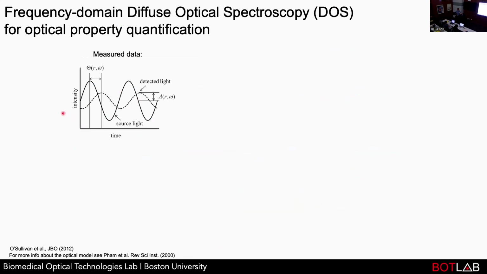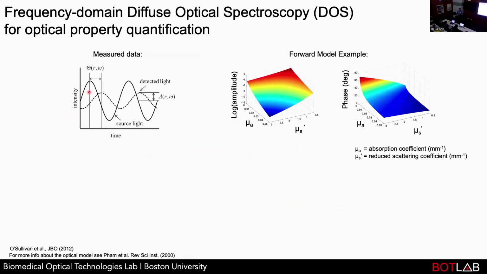So here's our measurement, reduction in amplitude and shift in phase. Let's look at some surfaces from a forward model. Here we just use one of our forward models in the frequency domain for different mu A and different mu S primes for a tissue. You're looking at the logarithm of the amplitude.